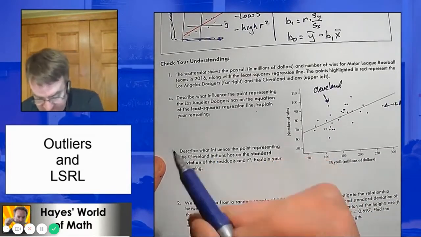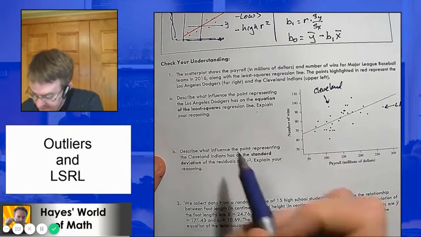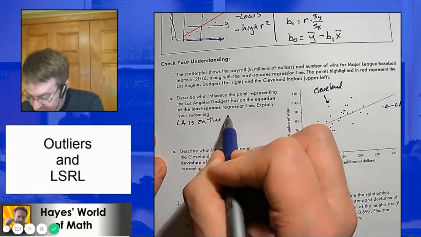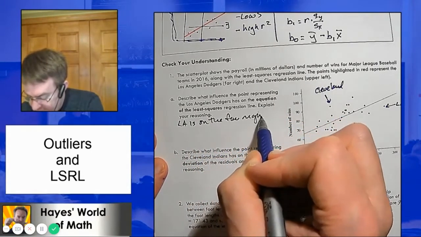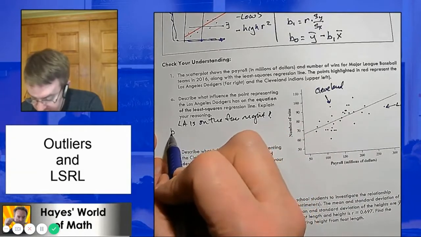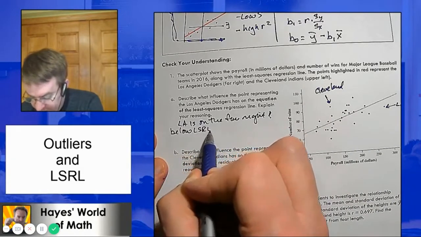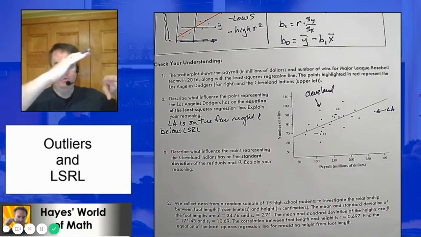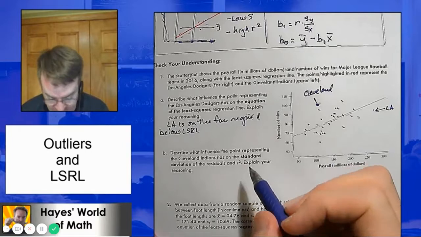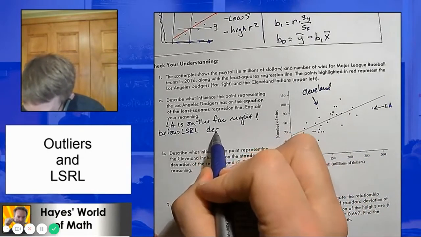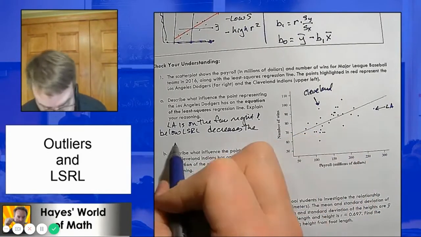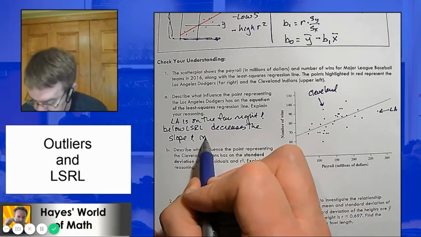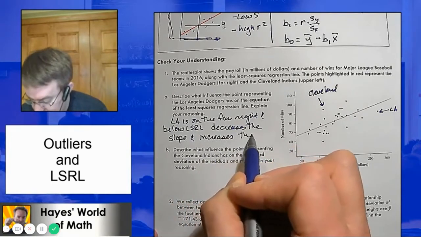So the first question is, what influence does the LA Dodgers have on the equation? And since it's the Y value, remember, it's going to draw down the slope. LA is on the far right, below the least squares regression line. So what's that going to do? Remember, lines, or curves, are always attracted toward the outlier. So the line goes down, so this decreases the slope, and the y-intercept increases.